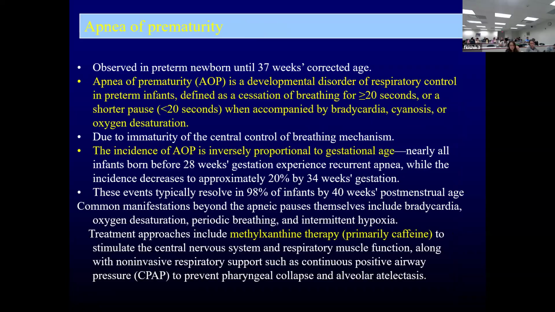Usually, if it's born at 34 weeks, you observe by 40 weeks, the respiratory center has completely developed. Most of these children outgrow it because the brain's respiratory center has gotten better. Okay. In some, at the age of 40 weeks, they still have apneas, and that is a very big cause of concern.